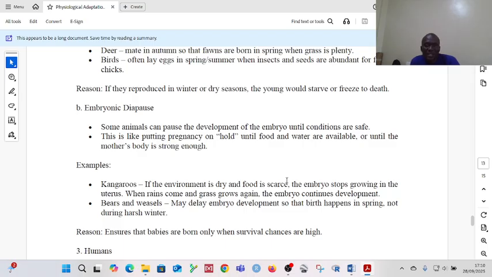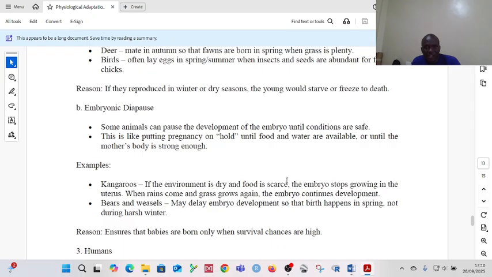This is something that happens in some animals where they are able to pause the development of the embryo until the conditions are safe. So it is like putting pregnancy on hold until there is enough food or water, or until the body of the mother is strong enough before the pregnancy can continue. That is embryonic diapause. The examples are, for example, the kangaroo.